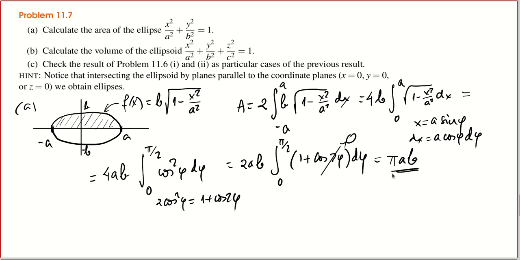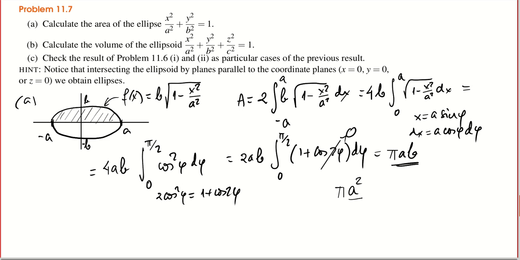Pretty much the formula of the area of a circle. Remember, for a circle of radius a, what we have is pi a squared. Well, an ellipse is like a stretched circle, in which the two radii are different, a and b. So instead of a squared, what we have is the product a and b. That's the difference between the area of an ellipse and the area of a circle.